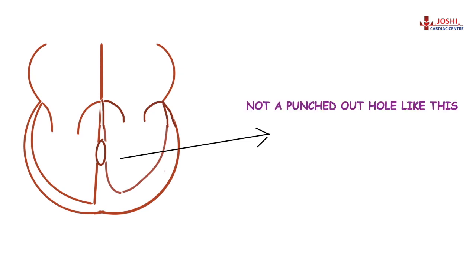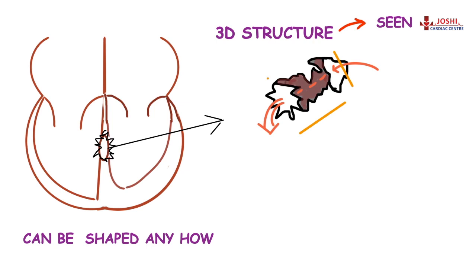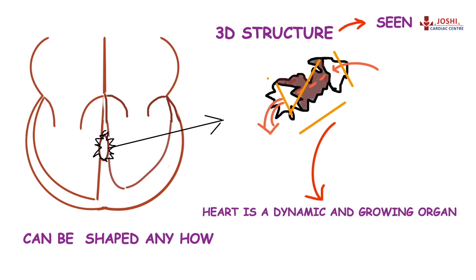Firstly, VSD is not a punched out hole in the septum with clear-cut margins like this. It can be shaped anyhow. Also, calling it a hole is oversimplification. It is actually a tunnel between two chambers with a difficult shape in 3D. So size will vary depending upon what part of the tunnel we are measuring. Thirdly, the heart is a dynamic organ and in children will be growing with varying size at different ages.